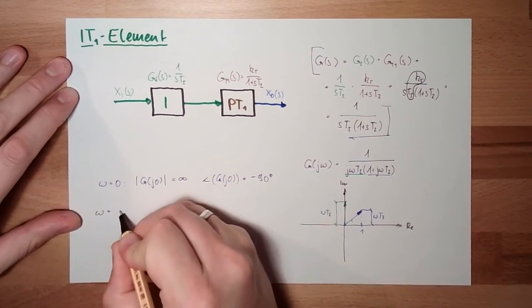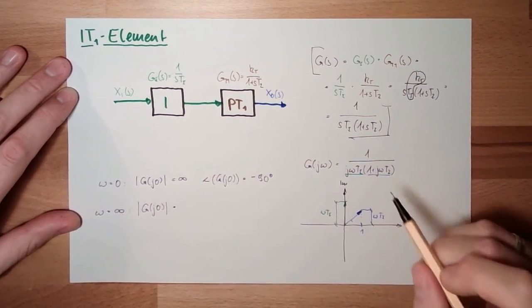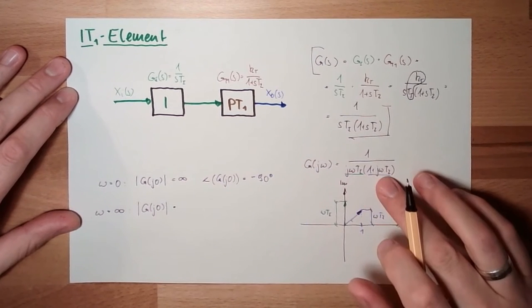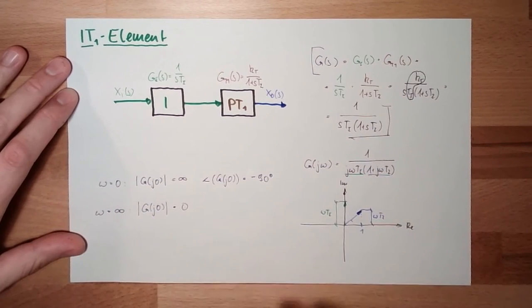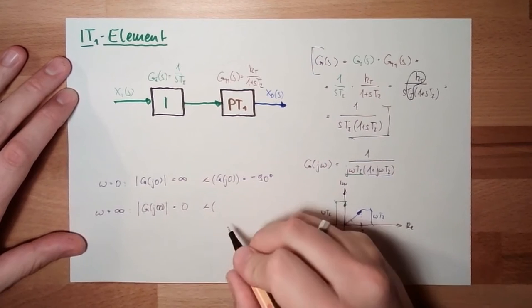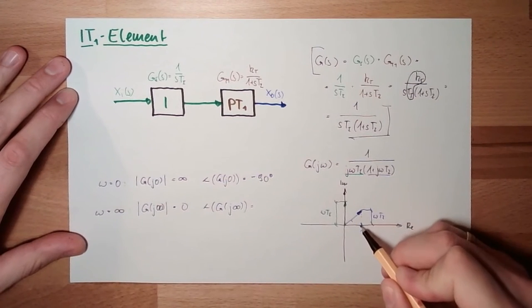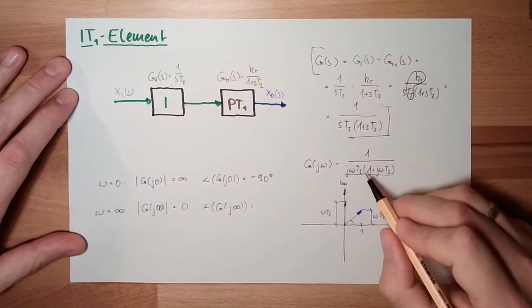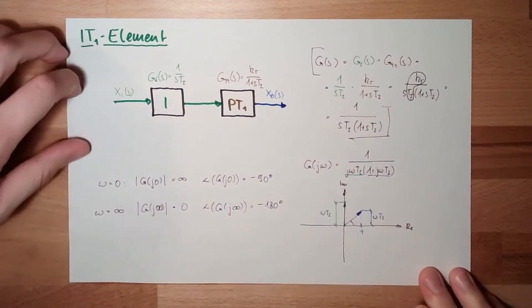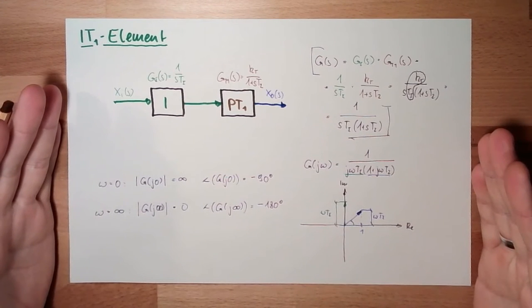Okay. At omega infinity, what does it mean? This will be really big, multiplied with also really big, twice really big, 1 divided by twice really big is 0. Okay? And the argument, here is an infinity of course. And the argument, here we have the 90 degree, this will stay 90 degree. If this is getting bigger, bigger, bigger, this here will also be 90 degree. 90 plus 90 is 180. 1 divided by 180 is minus 180. Okay. These are the points. That's the mathematical description of the I element.